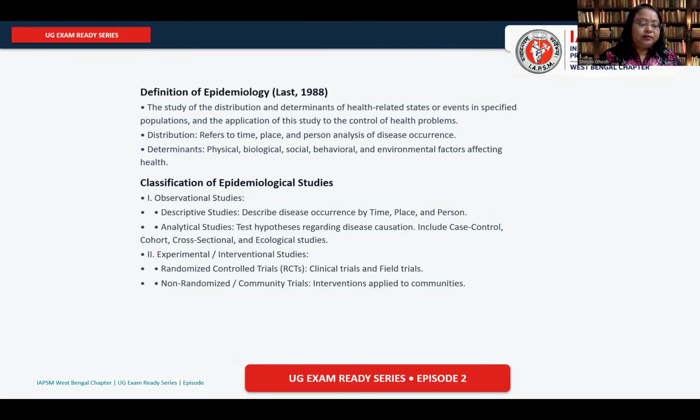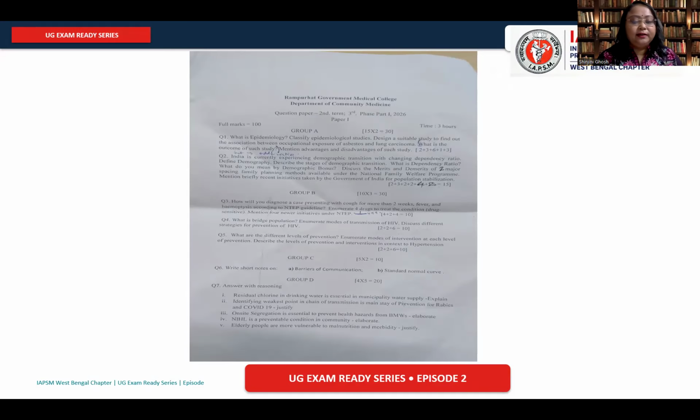Now, first, the question was, what is epidemiology? Classify epidemiological studies. Design a suitable study to find out the association between occupational exposure of asbestos and lung carcinoma, and what is the outcome of such study. Mention the advantages and disadvantages of such study.